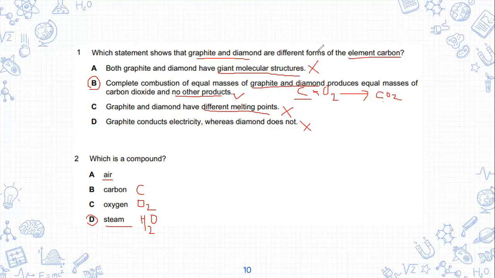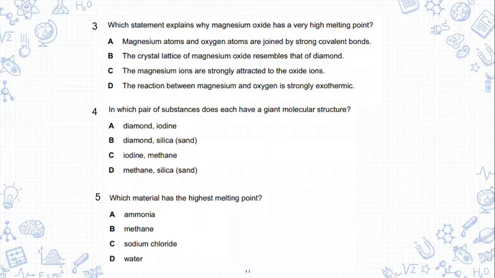Coming to my next one. Now here, this statement explains why magnesium oxide has a very high melting point. The first statement states, magnesium atoms and oxygen atoms are joined by strong covalent bonds. Now see, melting point and boiling point are all related to the bonding of the substance or of the molecule. It depends all on the structure. If it has stronger bonding, then that means it has a high melting and boiling point.